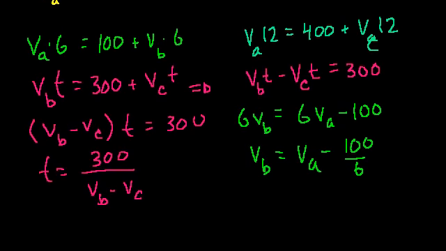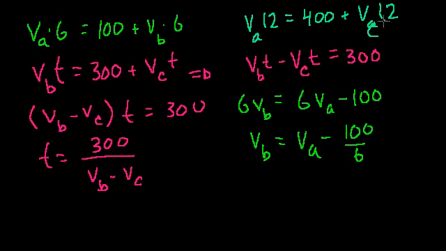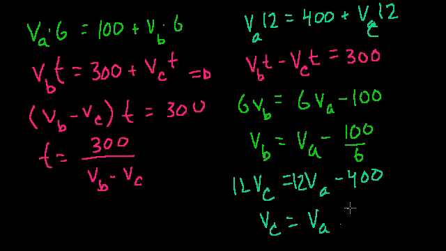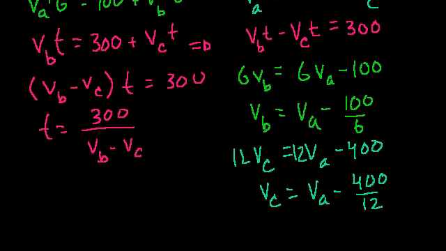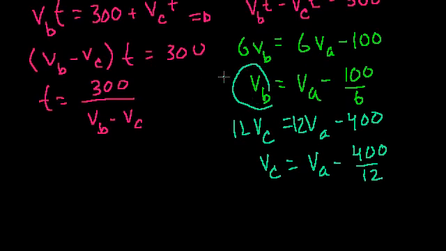Now let's see if we can do the same thing with this equation. If we subtract 400 from both sides, we get 12 times Chelsea's velocity is equal to 12 times Alice's velocity minus 400. Divide both sides of this equation by 12. You get Chelsea's velocity is equal to Alice's velocity minus 400 over 12. All right. So let's see if we can substitute this back in for VB and substitute this back in for VC, and hopefully the VAs cancel out. It already looks like they should.